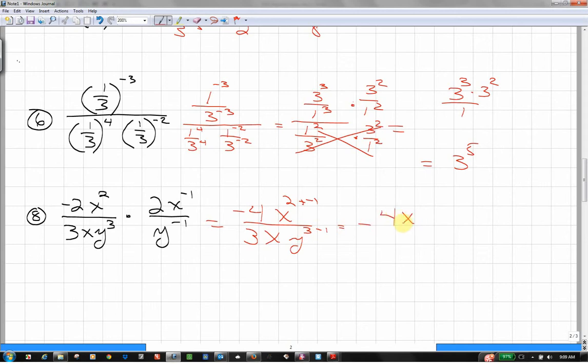So I'm going to have a negative 4x to the 2 plus a negative 1. That's going to be to the first. And my denominator would be 3x y to the 3 minus 1. That's going to be y squared. So now the x's will cancel out. They both have the same exponent. I'm going to have a negative 4 all over 3y squared.